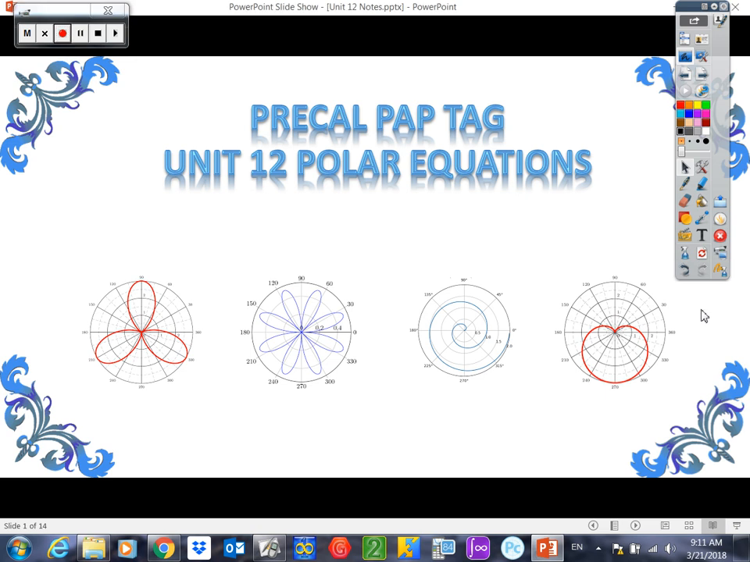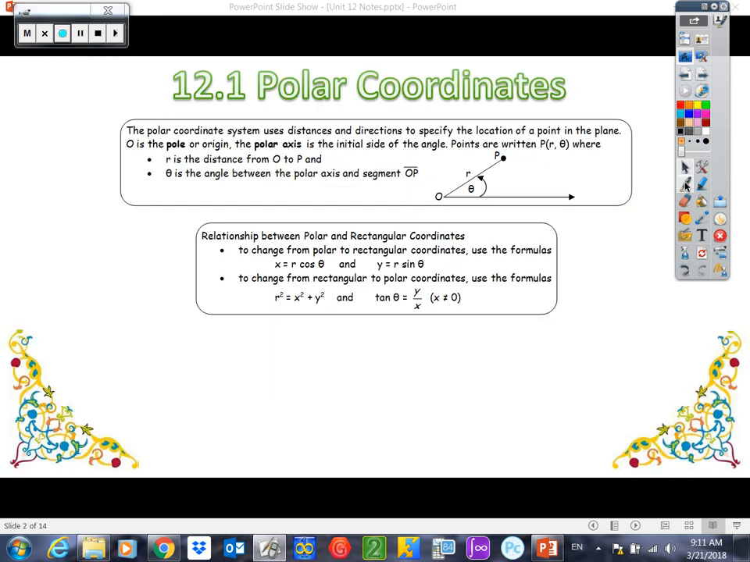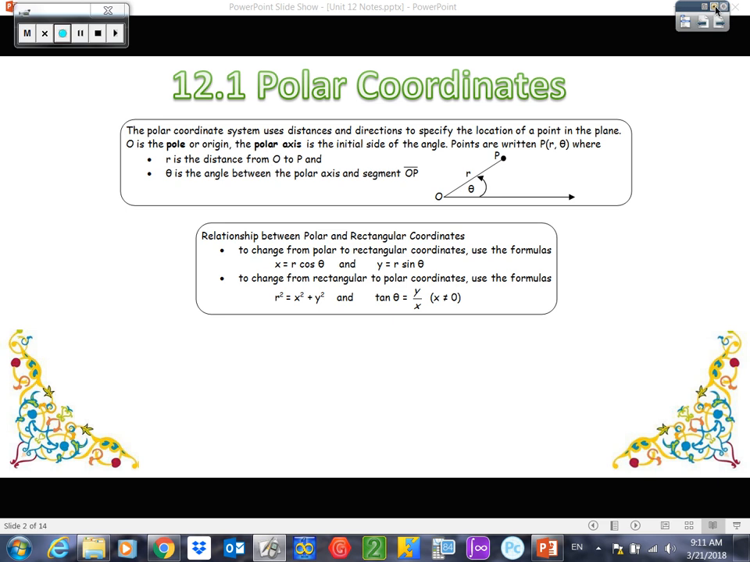Okay guys, let's take a look at today's lesson. So what we're going to be looking at is a brand new coordinate system. We've really worked with the Cartesian coordinate system for years and years. We are very familiar with it. It has the x-axis, the y-axis. We know what signs everything is, where x is positive, where x is negative, and so forth.